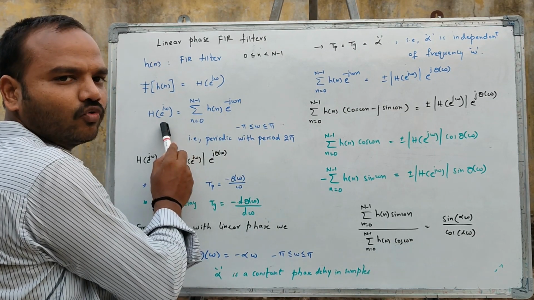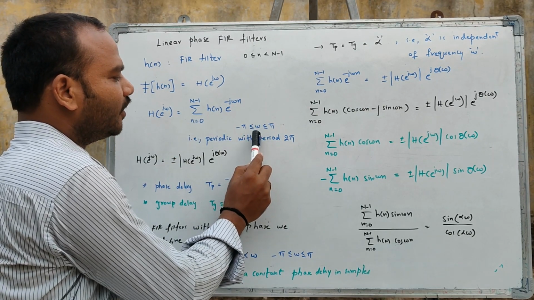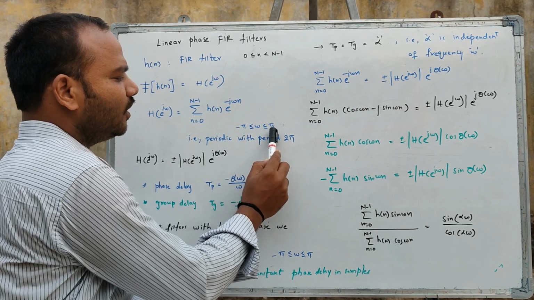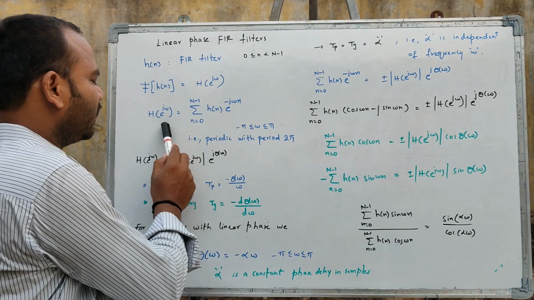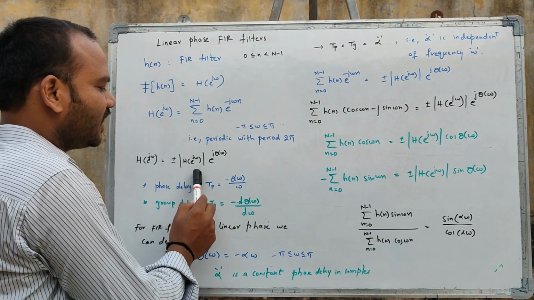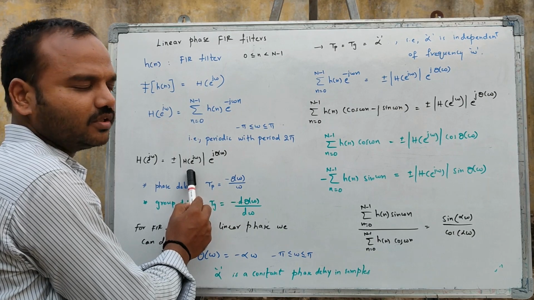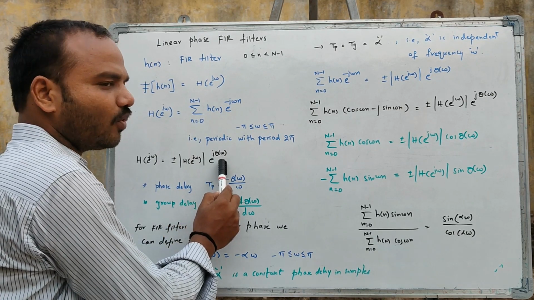This discrete time Fourier transform is periodic with a period of 2 pi and it is in the range from minus pi to plus pi. This H of e power j omega is a complex function. We can express it as magnitude and corresponding phase.